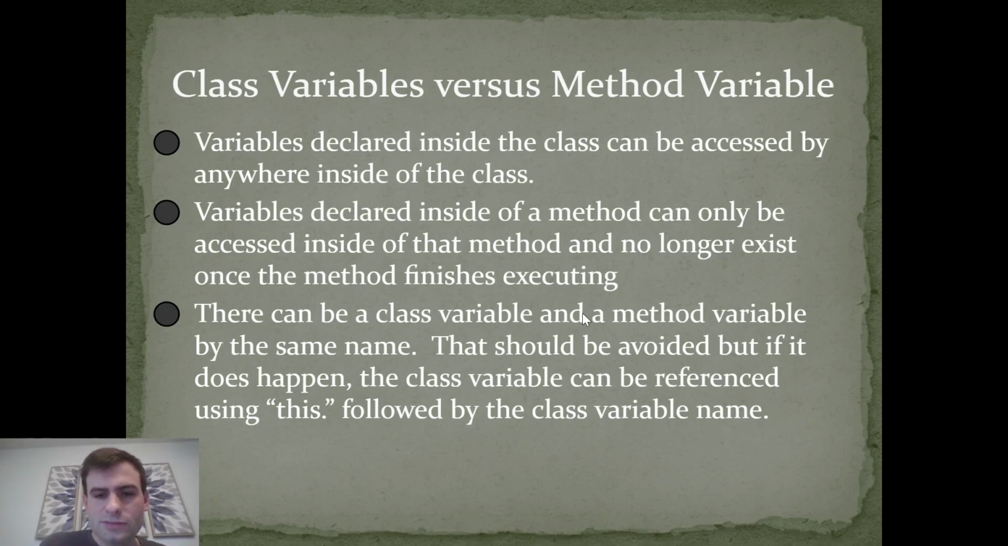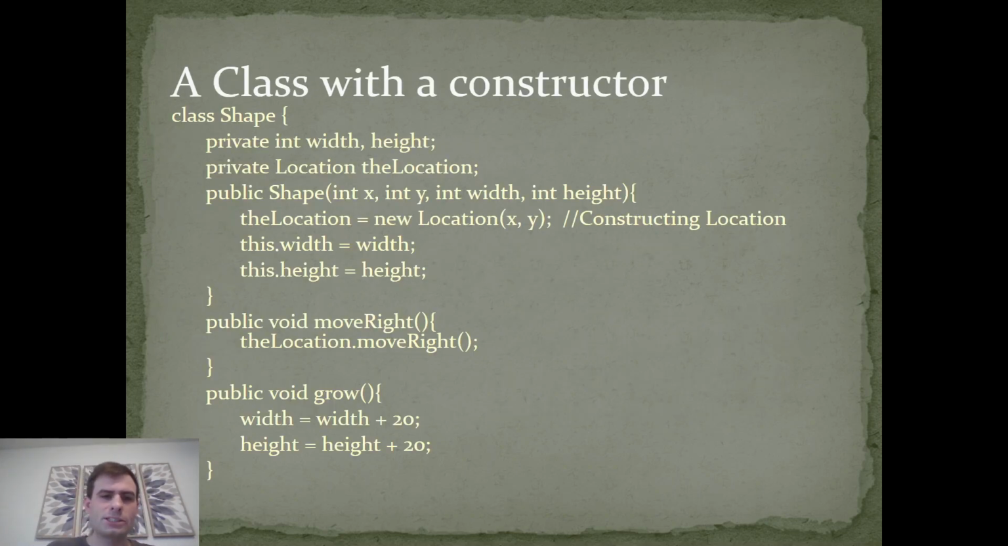There can be a class variable and a method variable with the exact same name, actually. That should be avoided. But if it does happen, the class variable can be referred to using the this, like we talked about before, like this dot minute, followed by the class variable name. So here's a class constructor so you can see it. We see the same thing as before, but now we have this dot width and this dot height. This shows that this is a specific object that we want to use, like this shape. And you can see everything else is exactly the same.